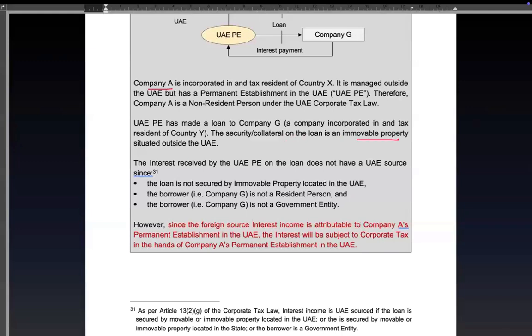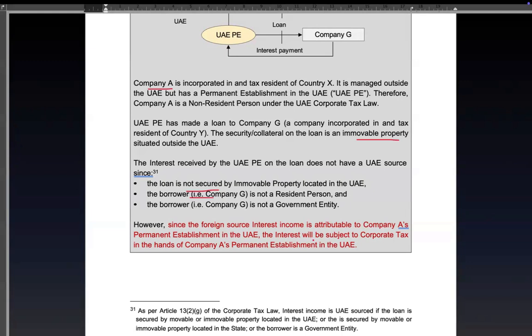This income is basically foreign source income. Interest received by the PE on the loan does not have a UAE source income. This is not a UAE source income because these are the conditions for UAE source income. The loan is not secured, the borrower is outside the UAE, and the borrower is not a government entity but a non-resident person. Since the foreign source income is attributable to company A's PE in the UAE, the interest will be subject to corporate tax in the hands of company A's PE.